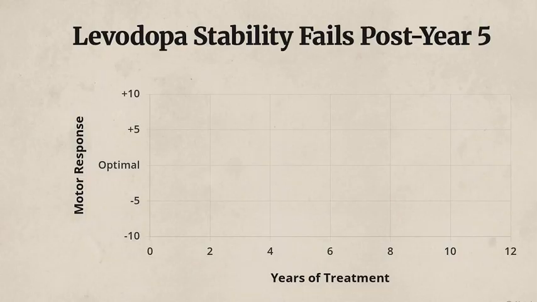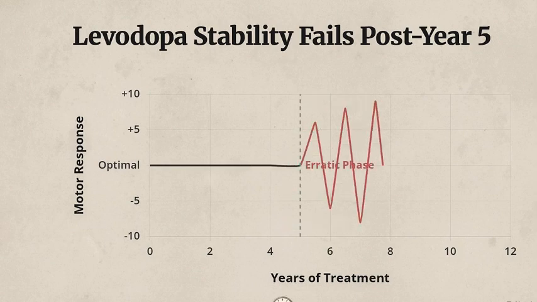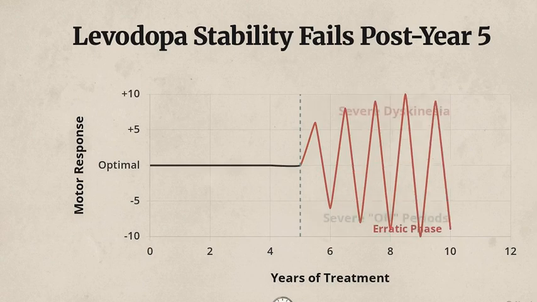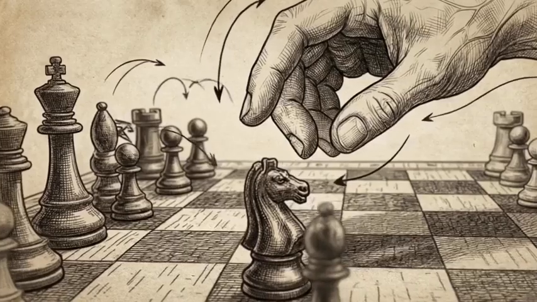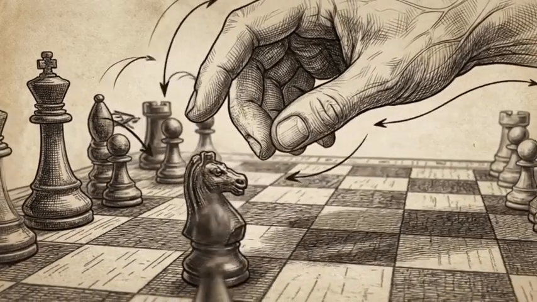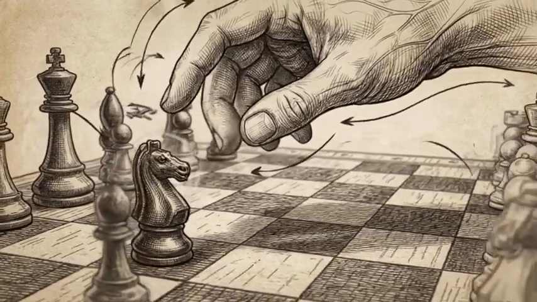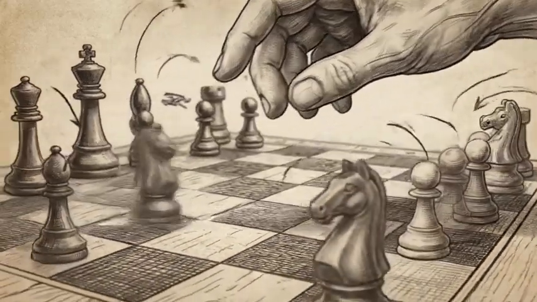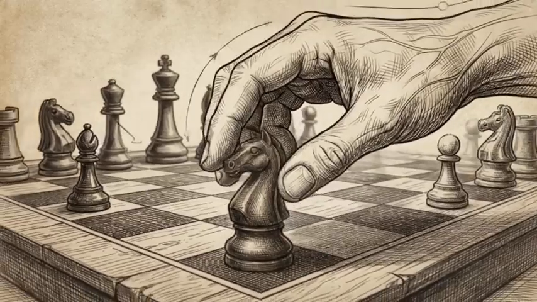This graph plots the timeline clearly. Along the x-axis of disease progression, the motor response remains stable until year 5, at which point the fluctuations spike erratically, representing severe dyskinesia. Balancing immediate symptomatic relief against the long-term risk of drug-induced motor instability turns Parkinson's disease management into a complex temporal chess match.